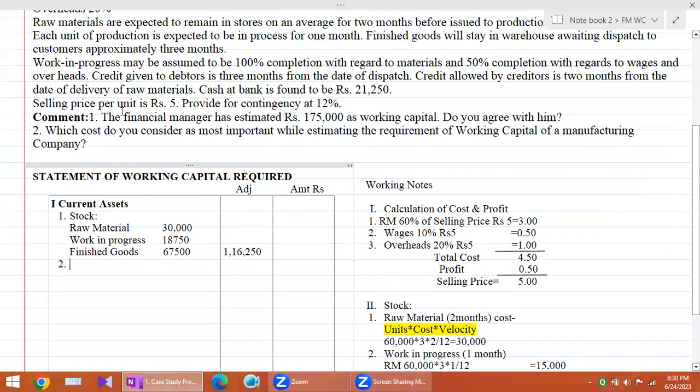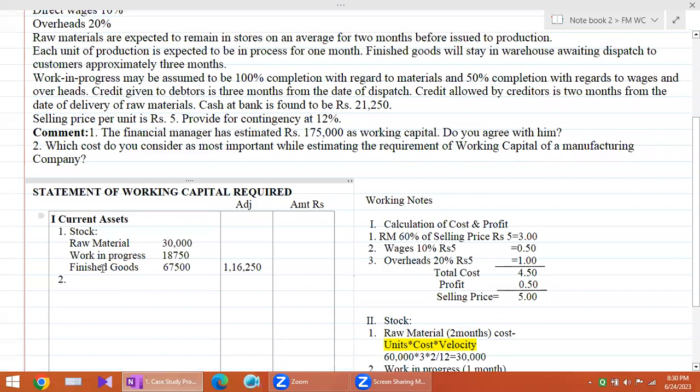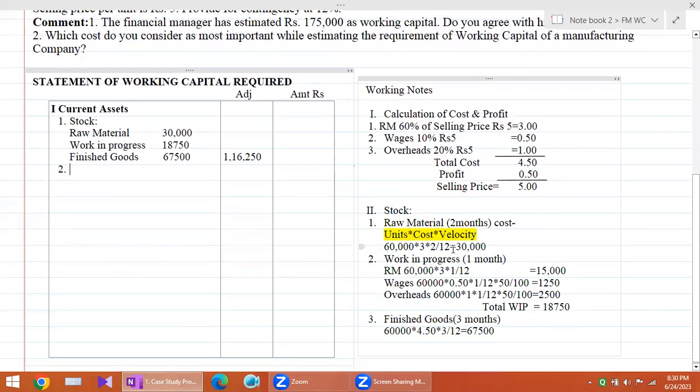Next, let us move on to the current assets. Stock includes 3 levels. That is stock of raw material, stock of work in progress, stock of finished goods. So raw material cost is 100% taken. That's why I have not done any calculations here. It is not multiplied by a percentage for the raw material. Directly 60,000 into 3 into 2 by 12. That is 30,000. Work in progress, in this raw material is this much. And the rest of the things here, multiplied by 100 divided by 100, again we get the same. That's why I have not shown it in terms of percentage here. Directly I have taken it as 15,000.